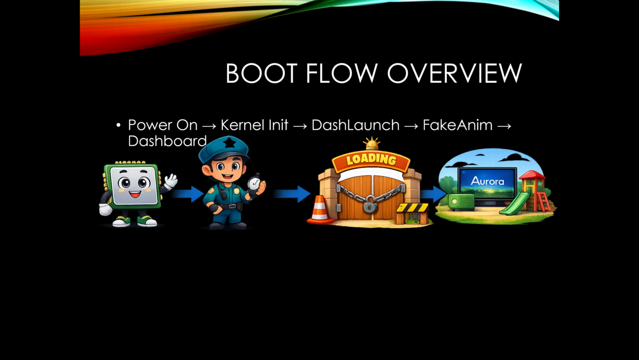So when you power on your console, it goes through the normal boot routine where it does its kernel initialize check, then it goes to DashLaunch. DashLaunch will load whatever plugin or path that's already been set. It will load the fake animation, which is FakeAnim, and then it will go to the Aurora dashboard.